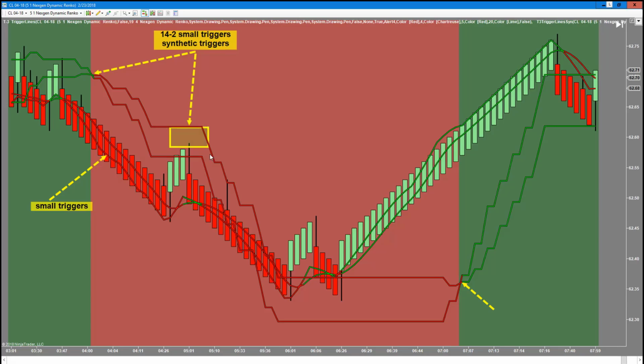Now, we're not quite yet at the point where we're going to start going through rules. There's only a couple of things that I really want you to learn in this section. Number one, that we have triggers from our 14-2 chart superimposed on top of our smaller chart. We have smaller triggers on our 5-1 chart. So again, just two sets of trigger lines, one from the big chart, one from the little chart. Location, location, location. That's very, very important.